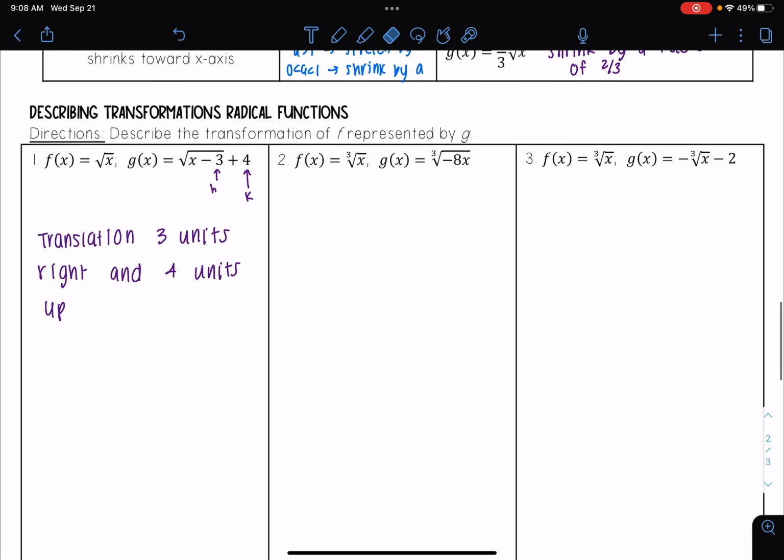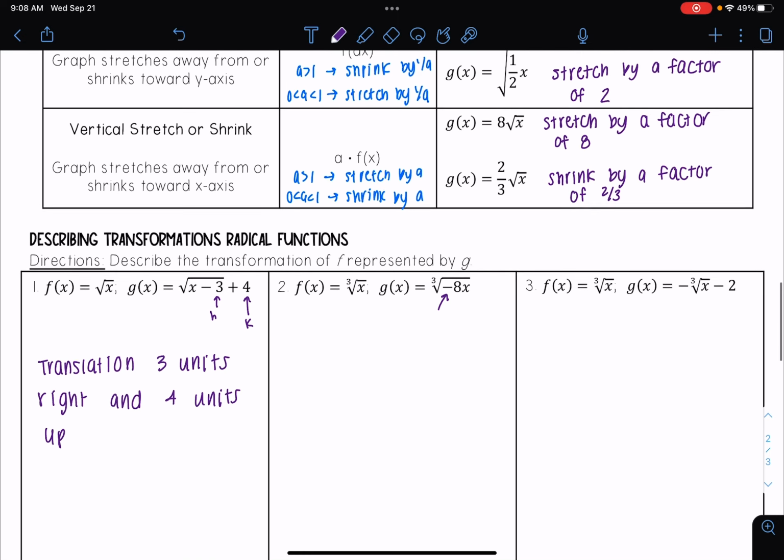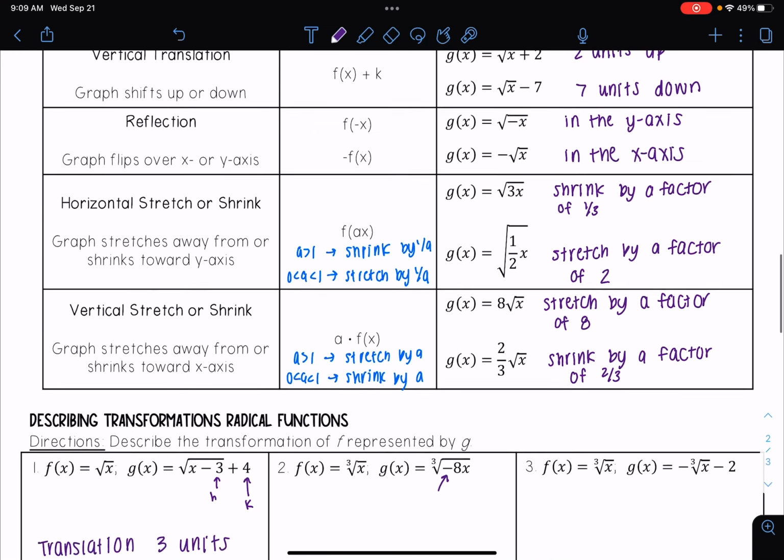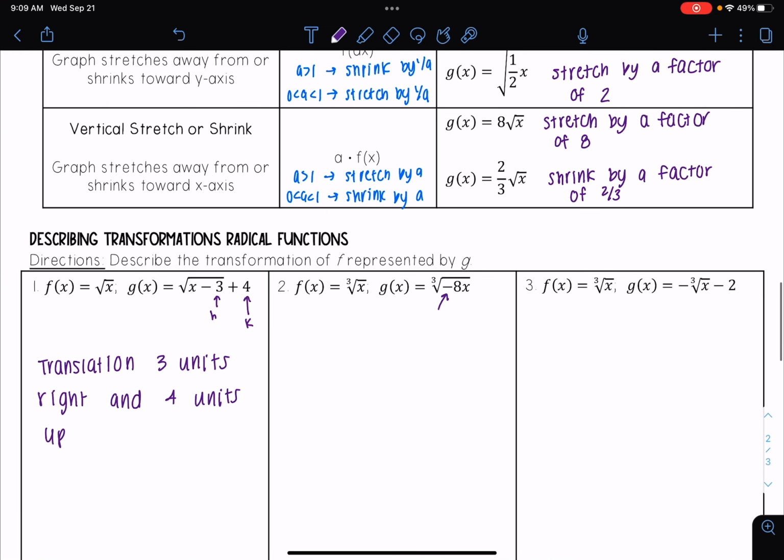Okay, let's look at 2 more examples. Now this second one, I have my parent function is the cubed root of x, and g of x is equal to the cubed root of negative 8x. First I see there's a negative underneath that radical, and so I know it's going to be a reflection. Since it's with the x, it's going to be like f of negative x. So I see it's going to be a reflection in the y-axis.